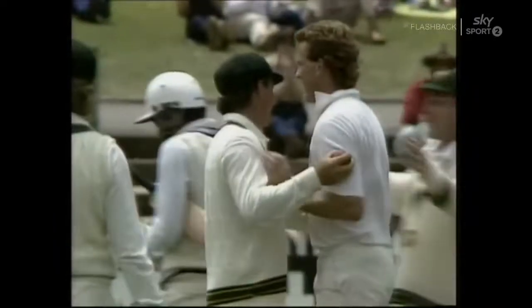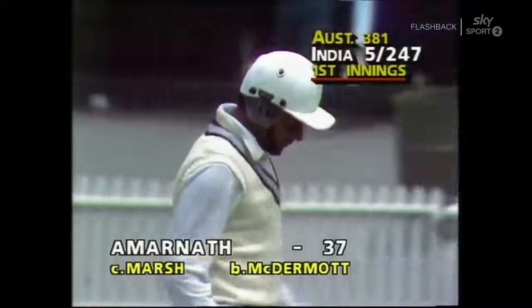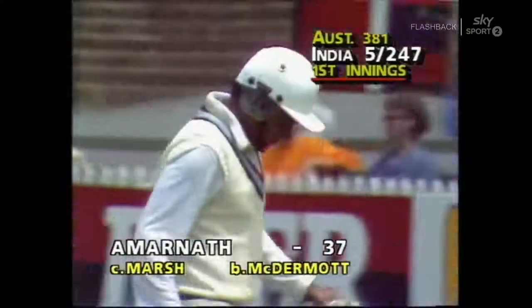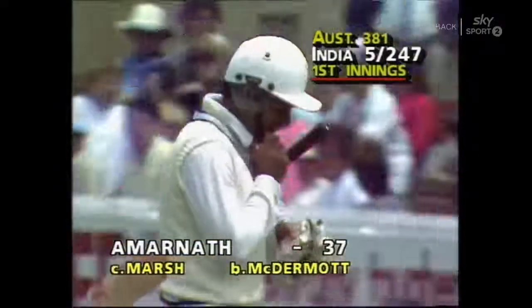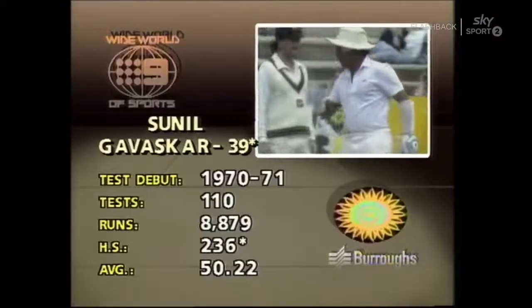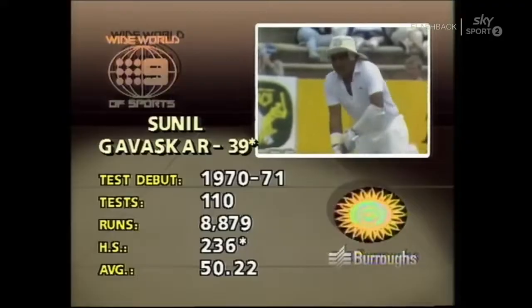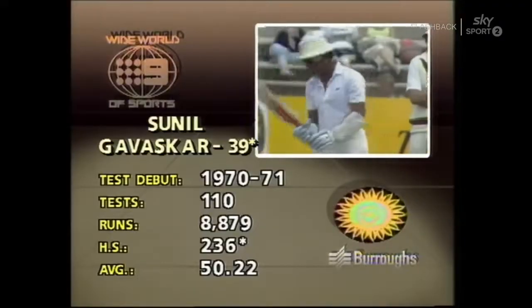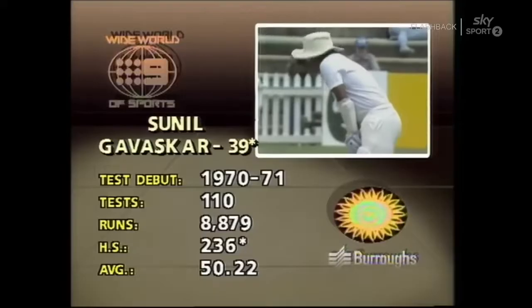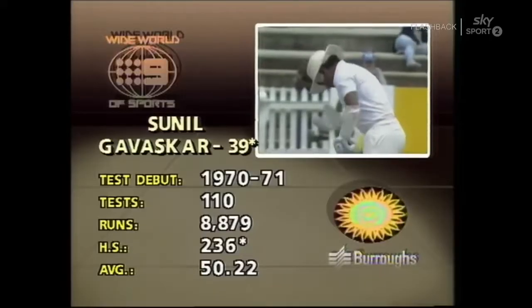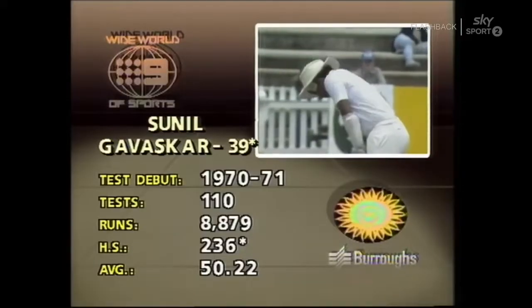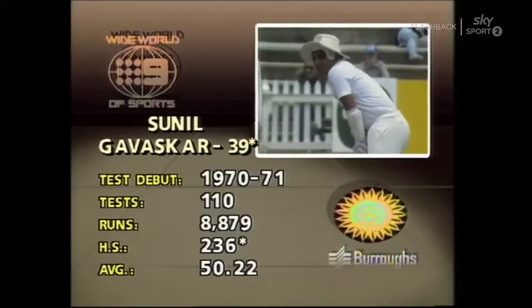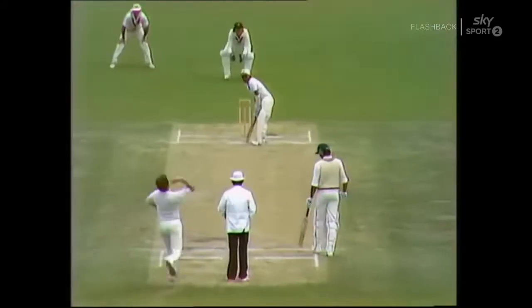Craig McDermott strikes, and that'll be a very valuable wicket for him. Amarnath out for 37, caught Marsh bowled McDermott. A boost of confidence for the young fast bowler. Well, they've got rid of Mohinder Amarnath for 37 with a score of 247. But now on comes a man who has 39 against his name, Sunil Gavaskar, who retired hurt after being struck by Craig McDermott, the man he'll be facing now.